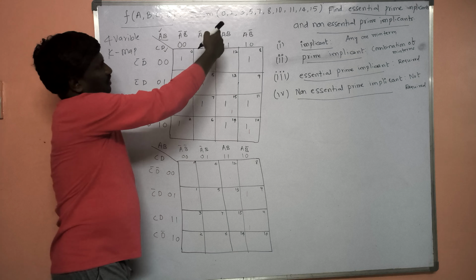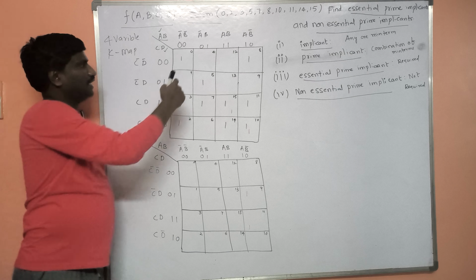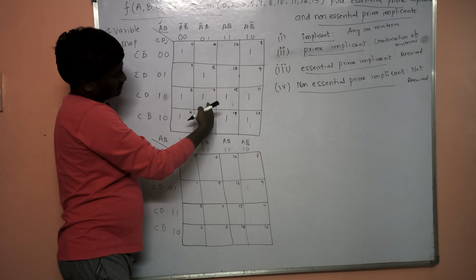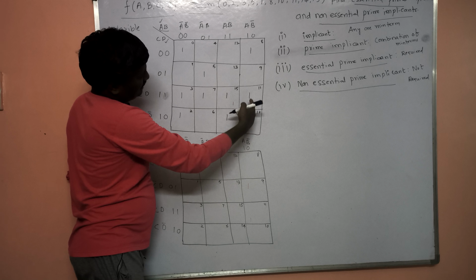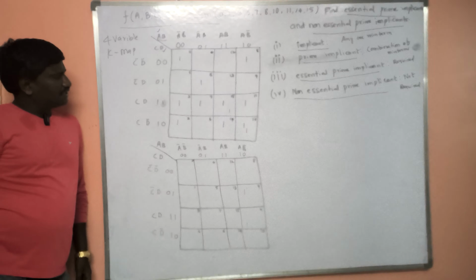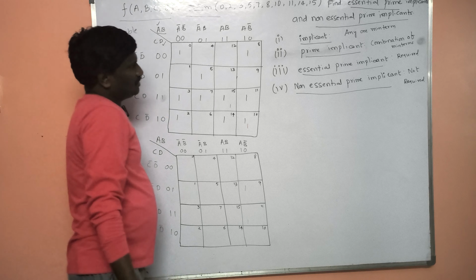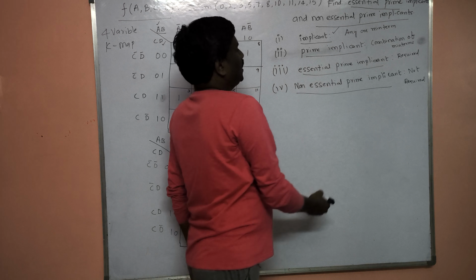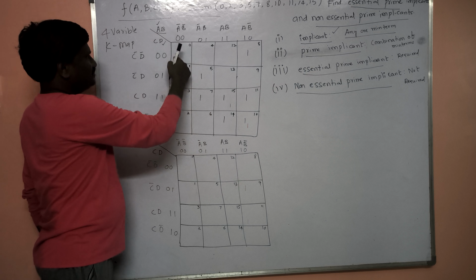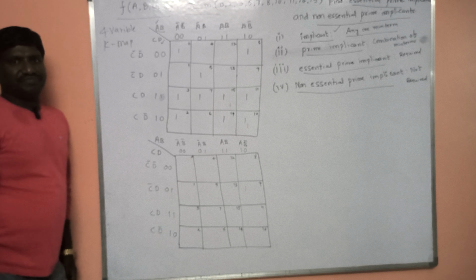So whatever the given min terms are, they are entered into the K map. What are they? 0, 2, 3, 5, 7, then 10, 11, 14 and 15. Now let us look at how exactly we can combine them. Before that, we need to understand what is meant by implicant. Implicant means any one min term, it may be this min term or it may be this min term, any one min term is called an implicant.